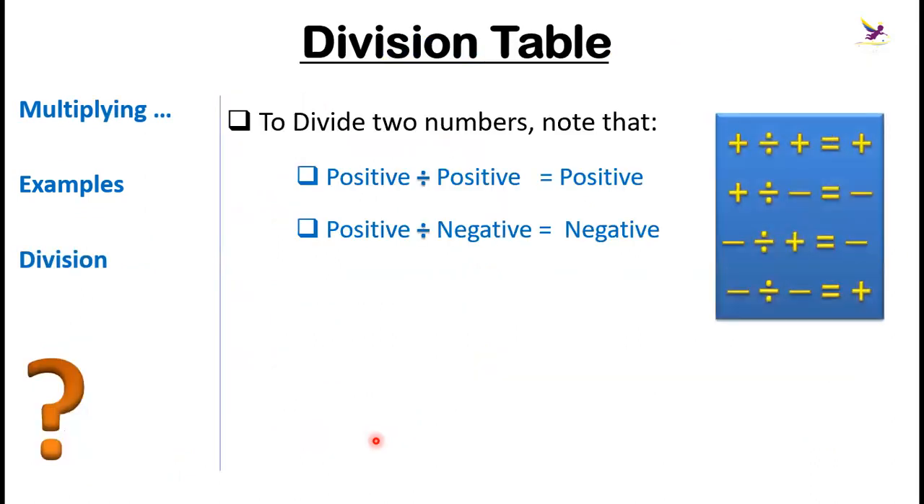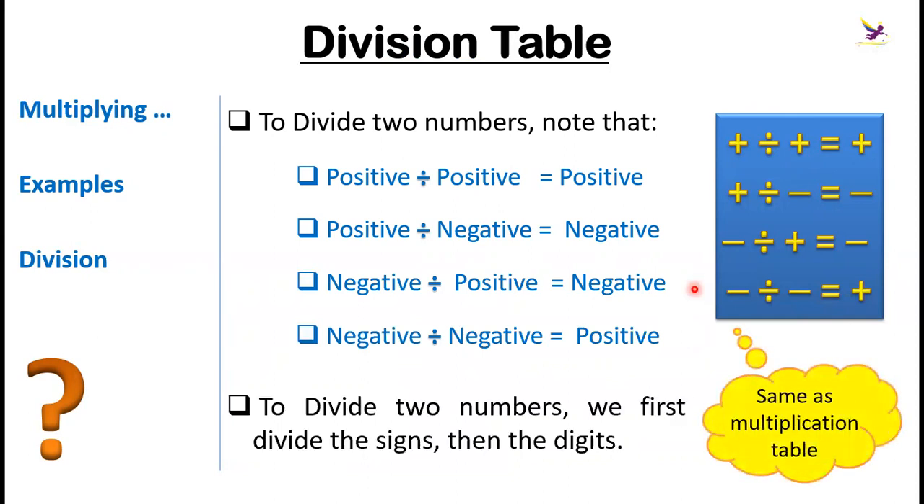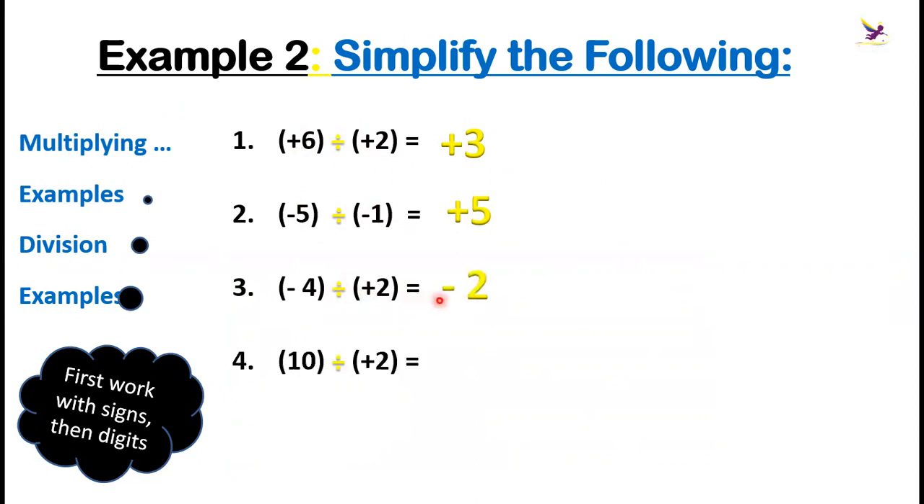Now with division, the rule is the same. On the table, you just have to change the times or the multiplication to division, and everything remains the same. So positive divided by positive is positive, and negative divided by negative is positive. In fact, the same divided by the same is positive. When the signs are opposite and you divide, we have negative. So like here, plus divided by plus is plus, 6 divided by 2 is 3. Minus divided by minus is still plus, and 5 divided by 1 is 5. Minus divided by plus is minus, and 4 divided by 2 is 2.